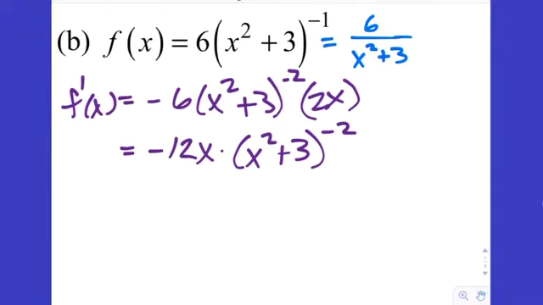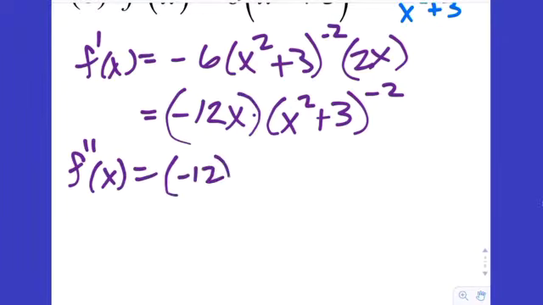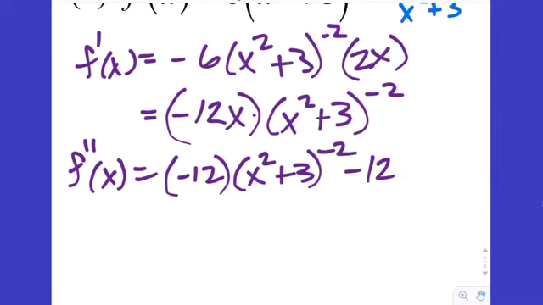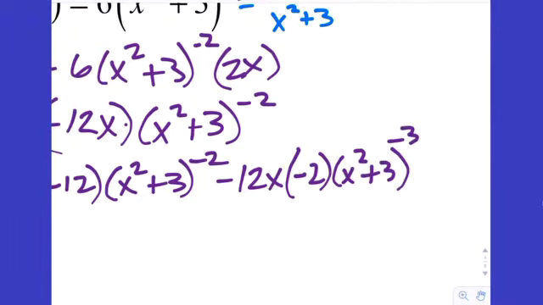What do y'all want to do? Chain rule? Okay. So f double prime starts with the product rule, right? So we got -12x. The derivative of that is -12, times the second one goes along for the ride, plus -12x times the chain rule again, which is now going to be -2 times (x squared plus 3) to the -3rd power times another chain rule of 2x.